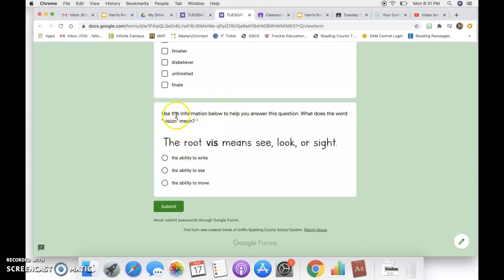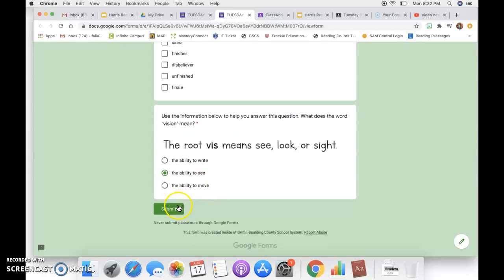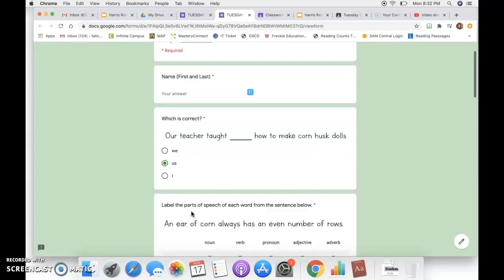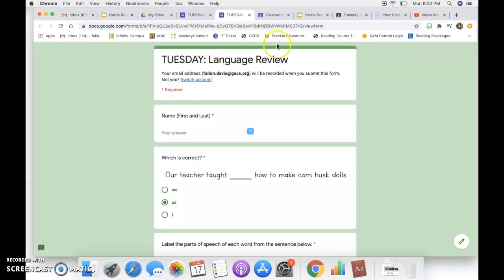Usually this is the one that is going to take us some time to practice. It says use the information below to help you answer this question. The question is, what does the word vision mean? So if I know the root V-I-S means to see, look, or sight, I go back to my word and I see that V-I-S is at the beginning, so that's the root word of vision. What do I think vision might mean? So that's how I select my answer there. We will go over this, so just do your best, and then you click submit, and you are all done. It automatically turns that assignment in for you.